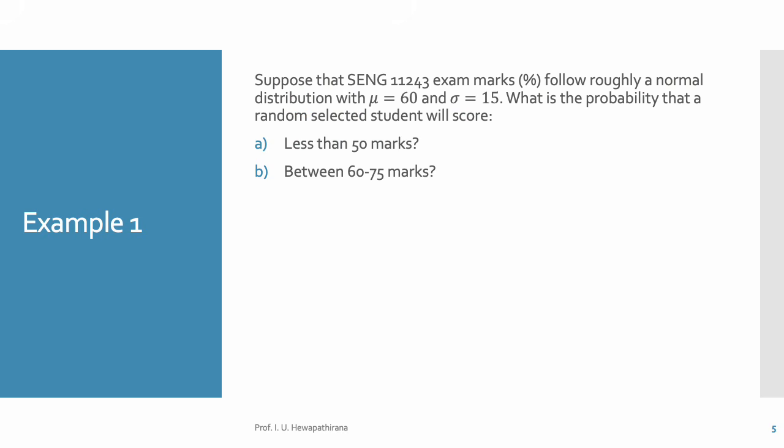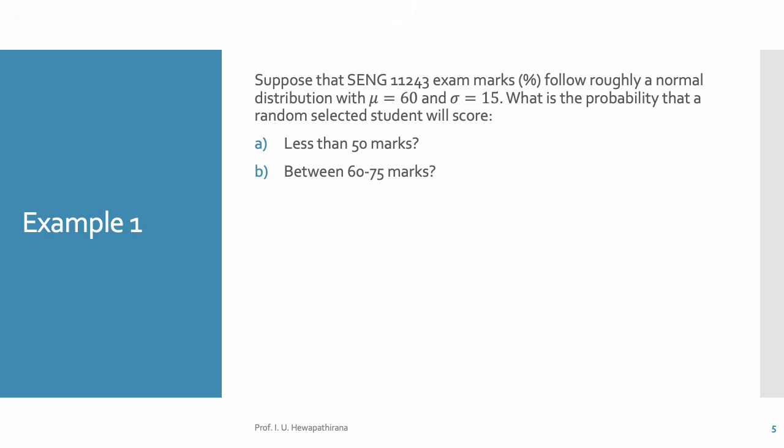So let's do an example. Suppose, by analyzing previous results, we know that SENG 11243 exam marks will follow roughly a normal distribution, and the mean would be 60 and the standard deviation would be 50. What is the probability that a randomly selected student will score less than 50 marks? Second part, will score between 60 and 75 marks.